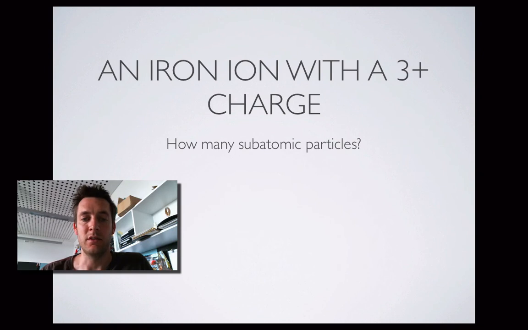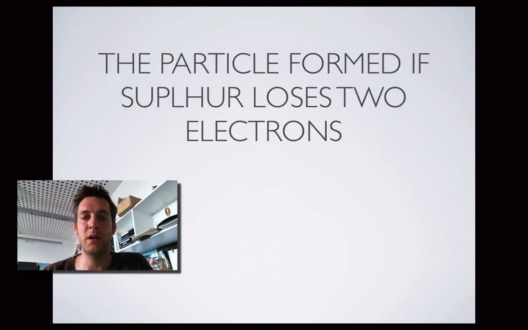And finally, one last example. What particle would form if sulfur lost 2 electrons? Now we're not being told if it's an atom or an ion, but we are being told it lost electrons. So it's not going to be an atom, it's going to be an ion.